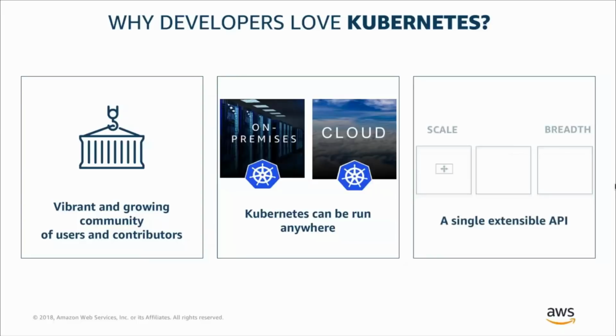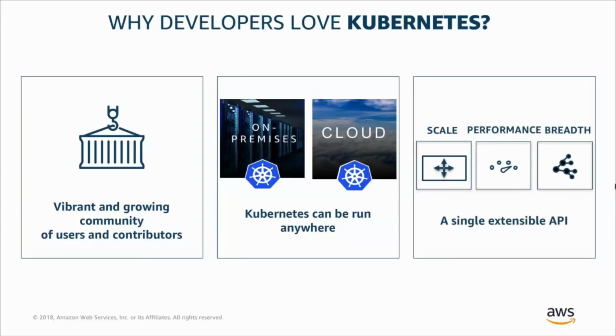And last but not least, the Kubernetes API can be thought of as a single extensible API that can be used to abstract resources both within AWS and on-prem. When using Kubernetes on AWS, you can take advantage of the scale, performance, and breadth of features of the AWS platform via Kubernetes cloud integrations, and use the same familiar Kubernetes API when deploying containers on premises.